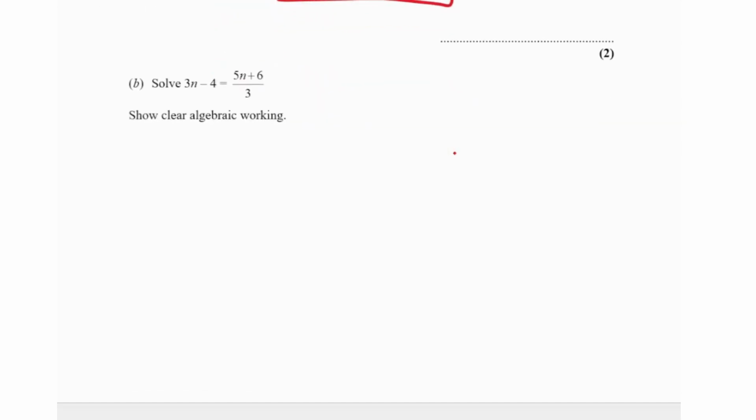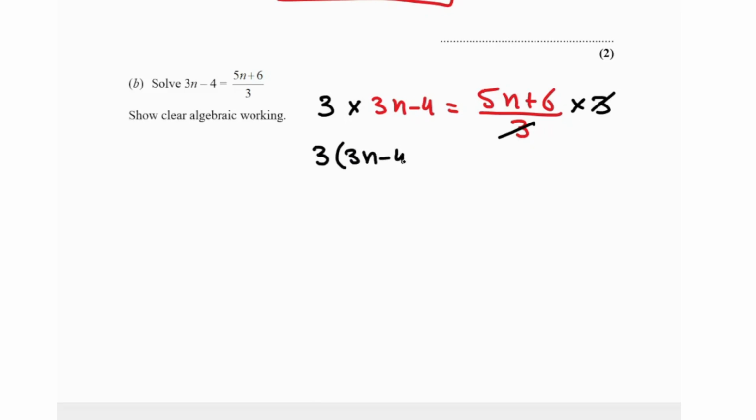So the next one is show clear algebraic working, solve. Let's write down here (3n minus 4) is equal to (5n plus 6) over 3. How you can get rid of this denominator is only one way, if we multiply both sides by 3. Multiply both sides by 3, so this 3 and this 3 cancel out. So we are left on this side with 3 bracket 3n minus 4 is equal to 5n plus 6. And 3 times 3 is 9n minus 12 is equal to 5n plus 6.